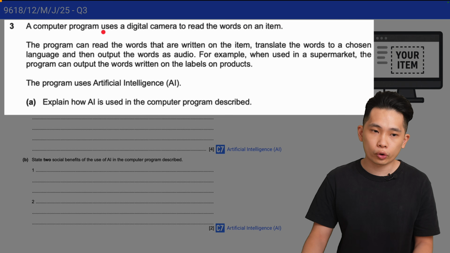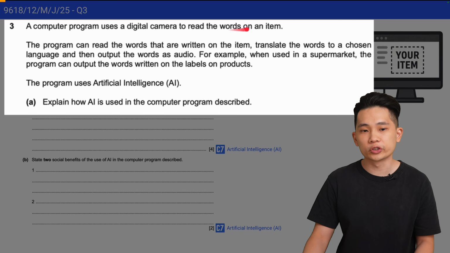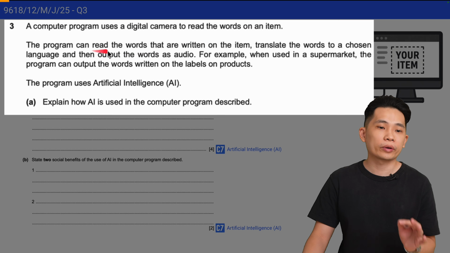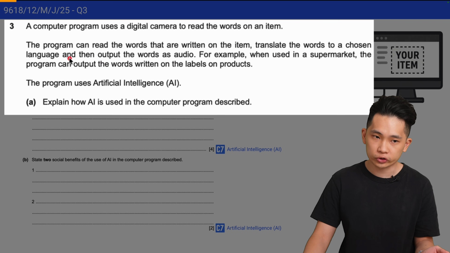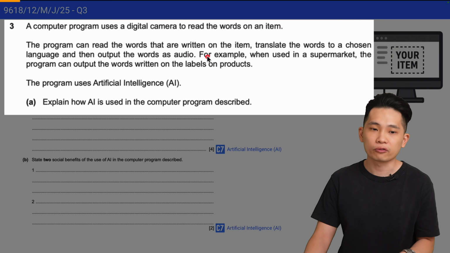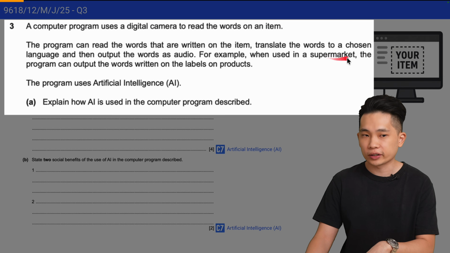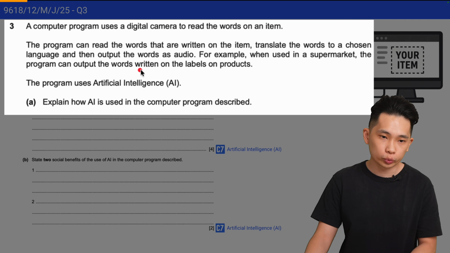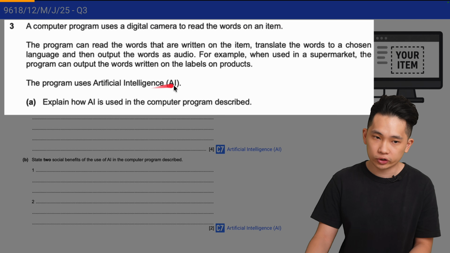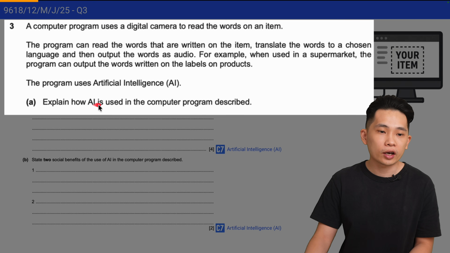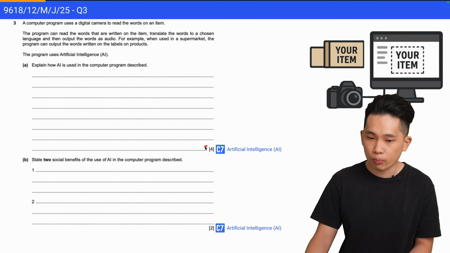A computer program uses a digital camera to read the words on an item. The program can read the words that are written on the item, translate the words to a chosen language, and then output the words as audio. For example, when used in a supermarket, the program can output the words written on the labels on products. The program uses artificial intelligence AI. Explain how AI is used in the computer program described. This is a 4 marks question here.